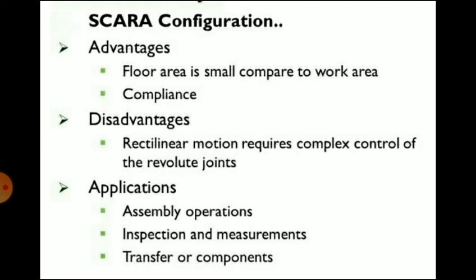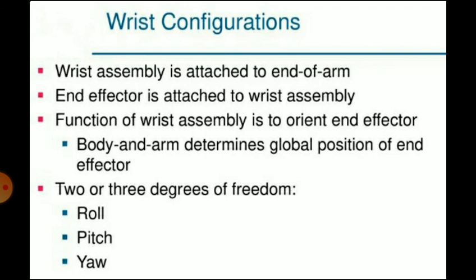Then the second category of the robot configuration is wrist configuration. The wrist assembly is attached to the end of the arm and the end effector is attached to the wrist assembly. So the function of the wrist assembly is to orient the end effector. The body and arm determine the global position of the end effector. Now, two or 3 degrees of freedom are associated with the wrist.